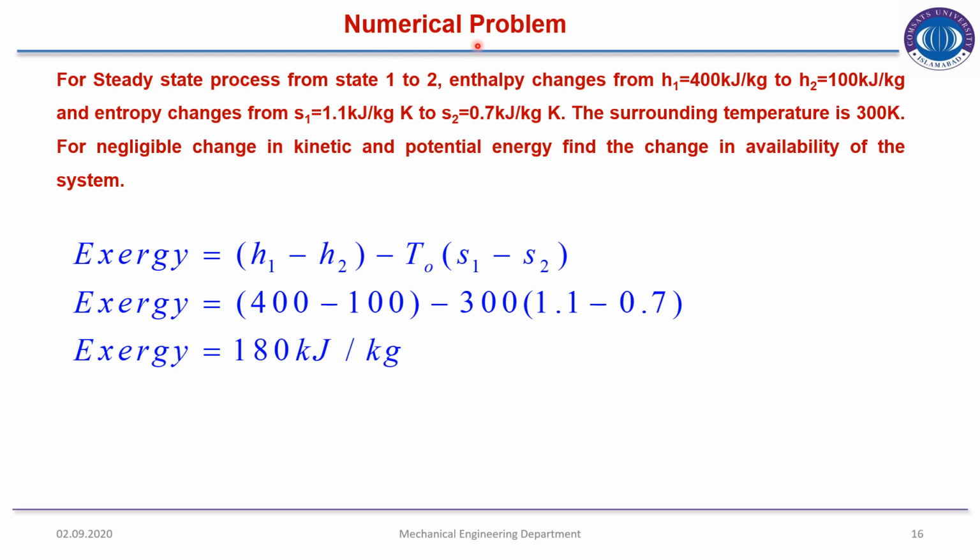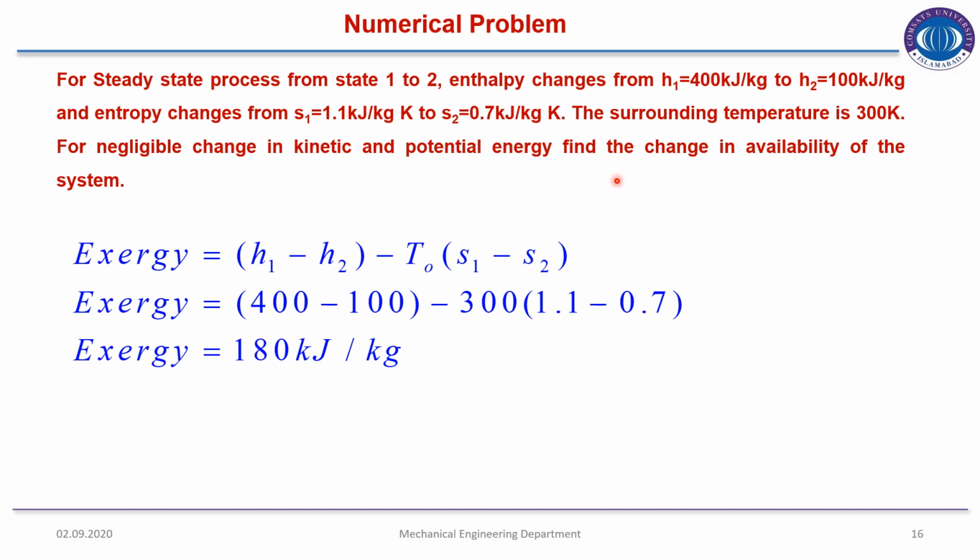So the next numerical is for a steady state process from state 1 to 2, where enthalpy changes from H1 to H2. H1 value is 400 kJ per kg and H2 is 100 kJ per kg. And entropy changes from S1 to S2. S1 is 101 kJ per kg Kelvin and S2 is 0.7 kJ per kg Kelvin. The surrounding temperature is 300 Kelvin. For negligible change in kinetic and potential energy, find the change in availability of the system. So that is the question. We want to find the availability of the system.